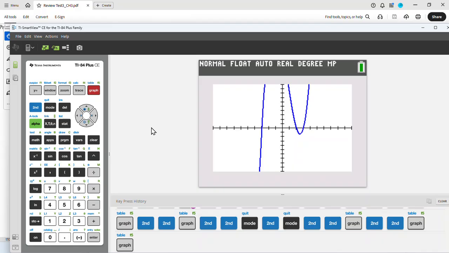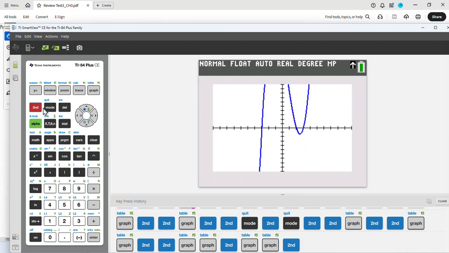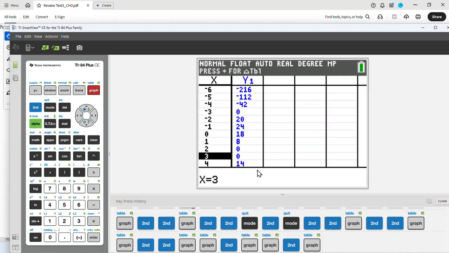Okay. All right, so you can go to the table here, look at the real zero, right? Oh, here you go. All right, so if you go to the table here, look at it. When x is negative 3, y is 0, right? And then when x is 2, y is also 0. When x is 3, y is also 0.